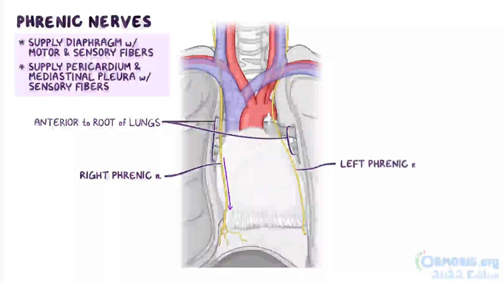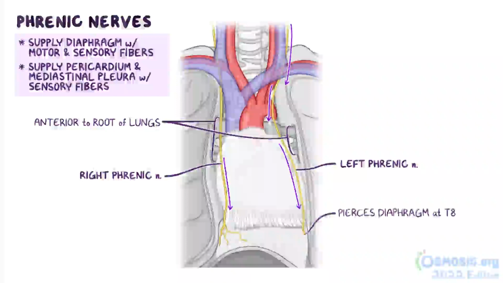The left phrenic nerve descends between the left subclavian and left common carotid arteries, then crosses the aortic arch anterior to the left vagus nerve. Now, the left phrenic nerve descends anterior to the root of the left lung and runs along the fibrous pericardium, superficial to the left atrium and ventricle of the heart, and it pierces the diaphragm at the level of T8 to the left of the pericardium, providing innervation to it.